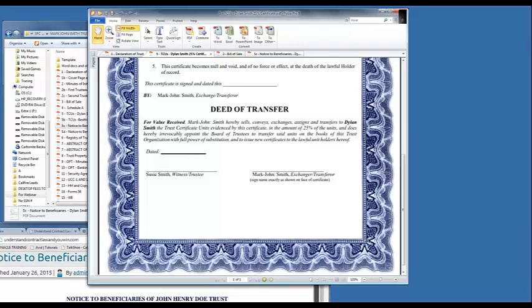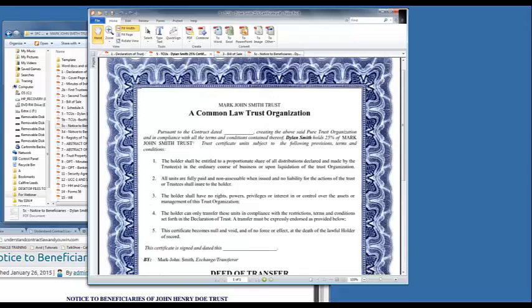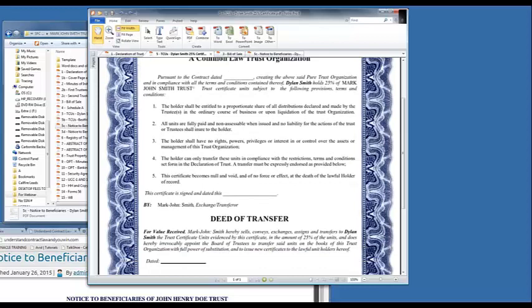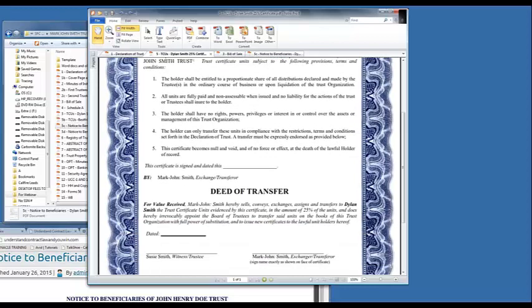This is the unsigned version, obviously. But it says, pursuant to the contract dated so-and-so, creating the above said pure trust organization and in compliance with all terms and conditions contained thereof, Dylan Smith, that's who this trust named as a beneficiary, holds 25% of Mark John Smith Trust copyright trust certificate unit, subject to the following provisions, terms, and conditions. The holder shall be entitled to a proportionate share of all distributions declared and made by the trustees in the ordinary course of business or upon liquidation of the trust organization.